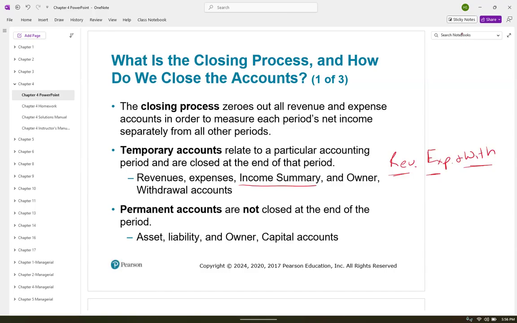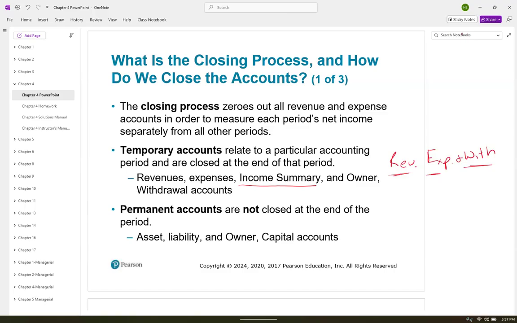They threw this income summary in there. That account is only used during the closing process. You'll never see it on a financial statement. It starts with zero, it ends with zero. I wouldn't even put it in here as a temporary account, but they did anyway.